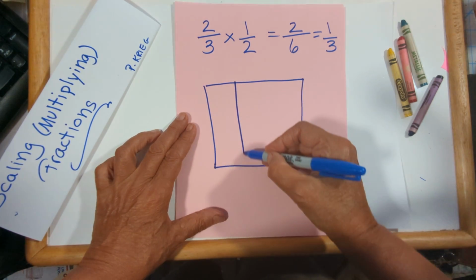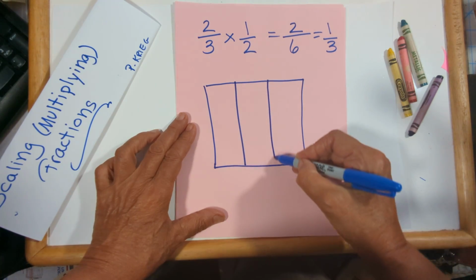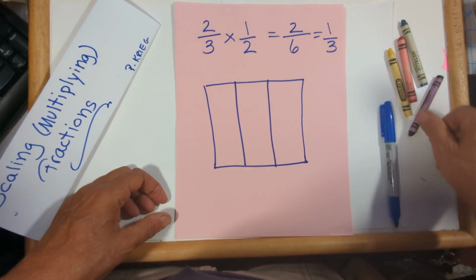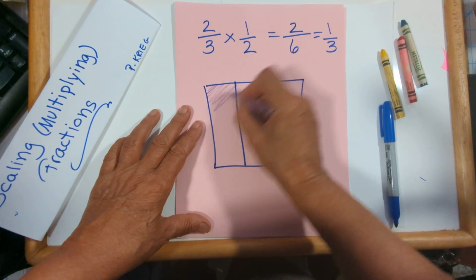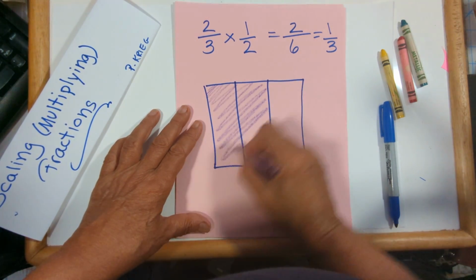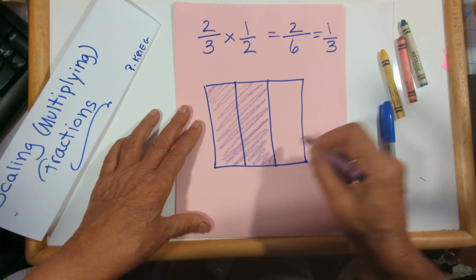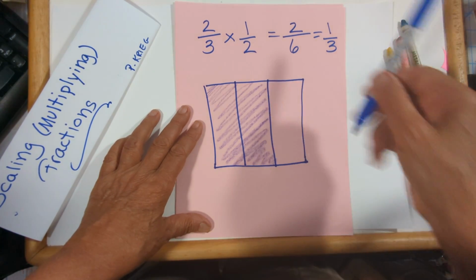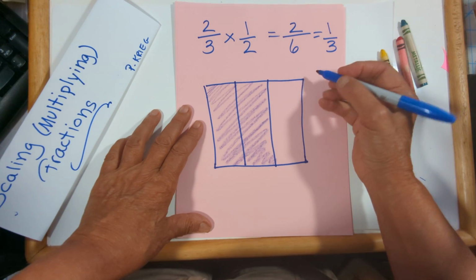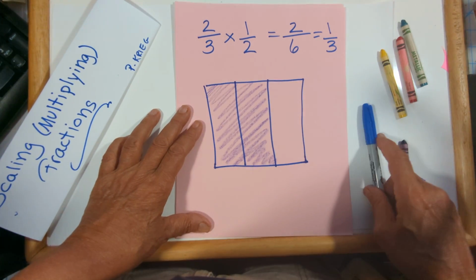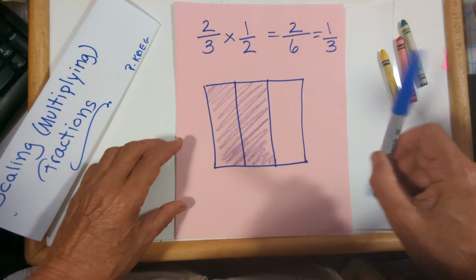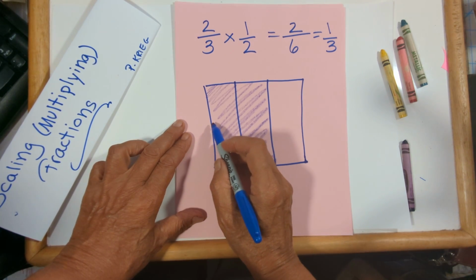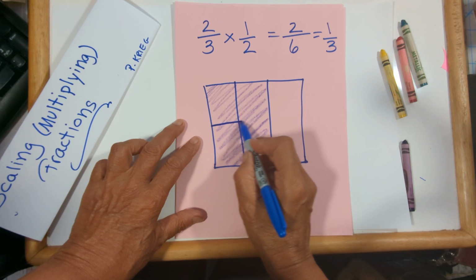So first I take a square and find what 2/3 are. I'm looking at the whole square. Here is 2/3 of the whole thing. This is the two, because we're looking at 2/3 of the whole square. And now I want to scale it by 1/2. So I've got to divide my square in half.